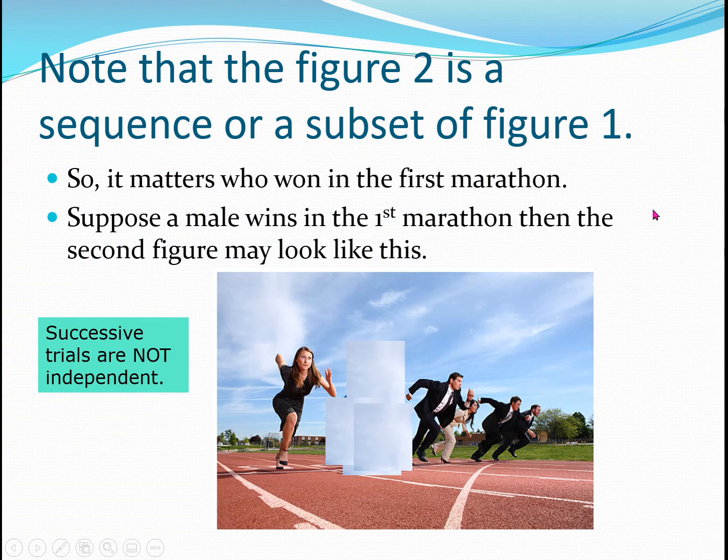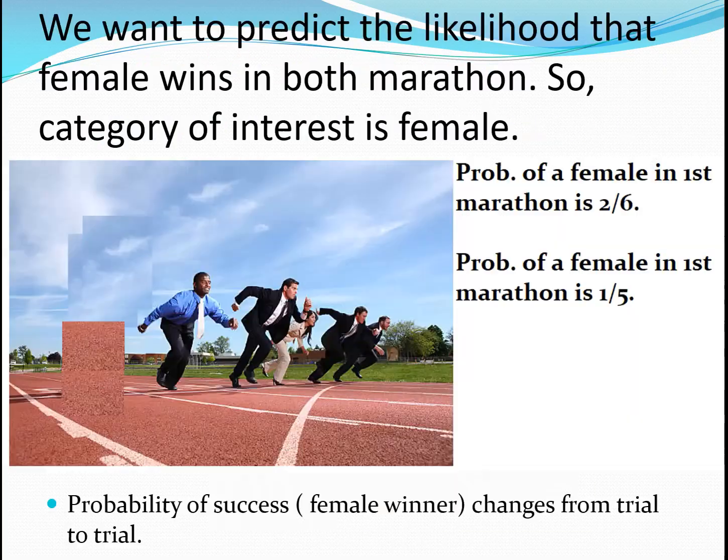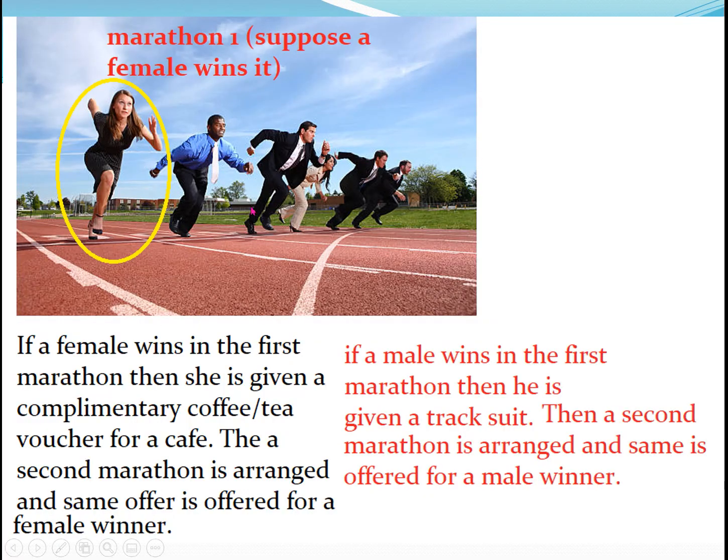Now, a highly relevant or interlinked assumption of hypergeometric distribution is that the successive trials are not independent. Now what does that mean? You see that whatever the outcome of figure 1, or the first marathon, it determines what will be the list of participants in the second marathon.